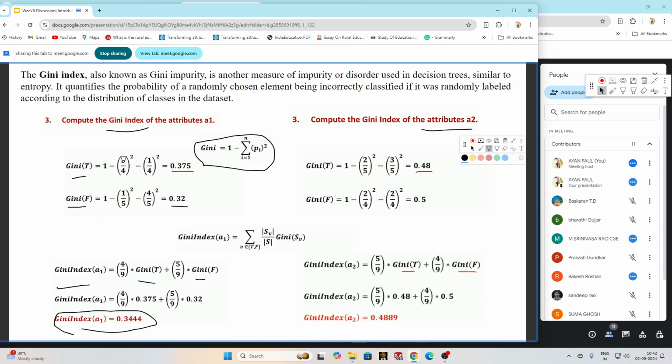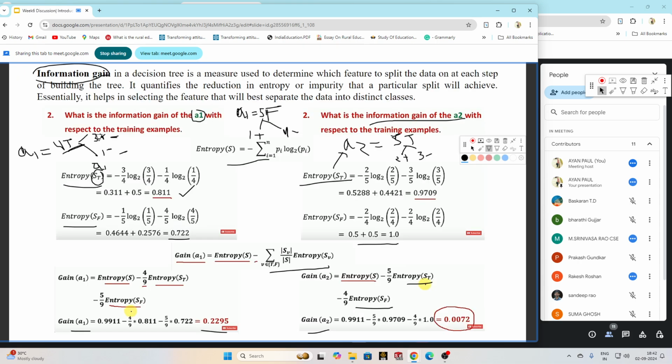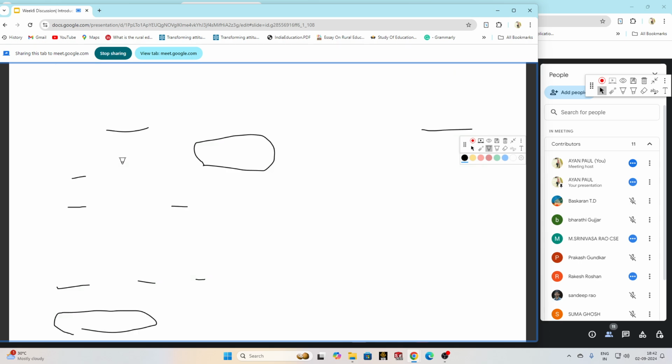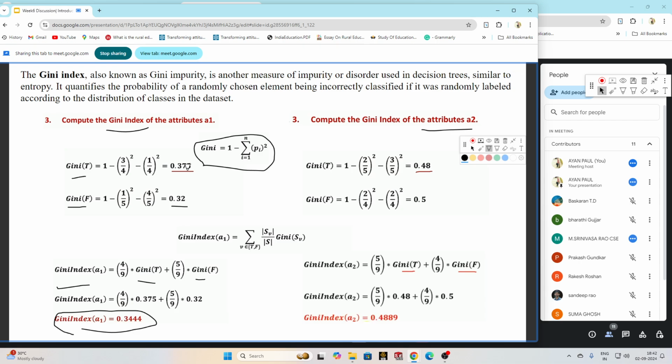That means 1 minus the positive prediction belonging to that attribute, that is 3 by 4, because we have 3 positive predictions. That is why 1 minus 3 by 4 square, minus 1 by 4 square, because there is 1 negative prediction. So by that you will be calculating the Gini of true. We are talking about A1 here. So A1 Gini of true will be 1 minus 3 by 4 whole square minus 1 by 4 whole square. Any doubt in this? No doubt, right?